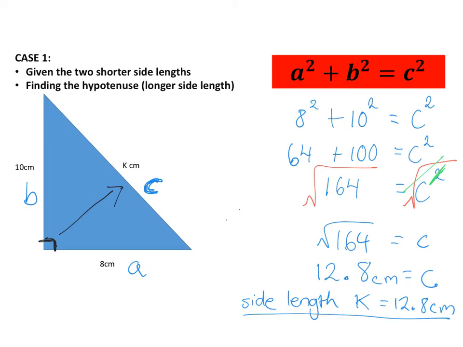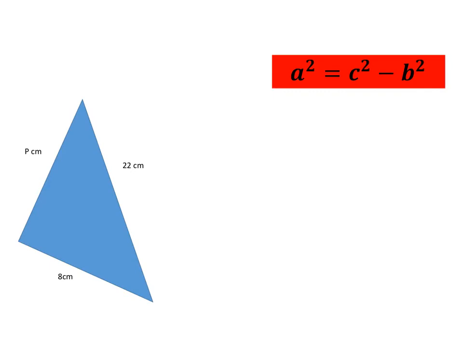And you would follow these steps using this formula if you were given your two shorter side lengths and you're trying to find the hypotenuse. Now let's have a look at case 2. Think about what's different. What are we given and what are we trying to find?